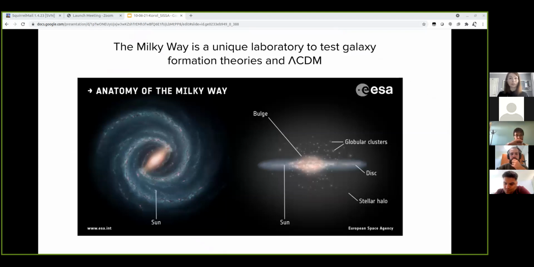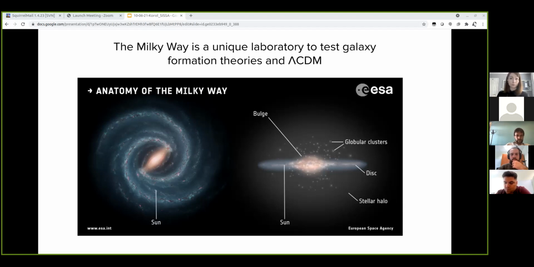I would like to start by reminding you that we can study the Milky Way like no other galaxy in the universe, simply because we are living in it. But at the same time, our inside perspective sometimes makes it very hard. For example, it is impossible for us to see the large scale picture of our galaxy. So we have to reconstruct it with the tools that we have.